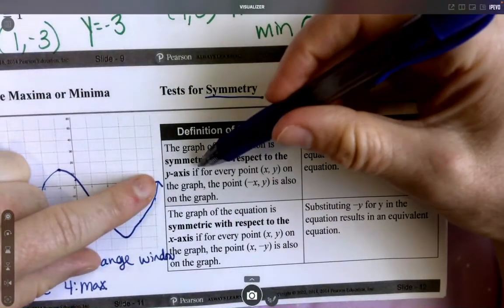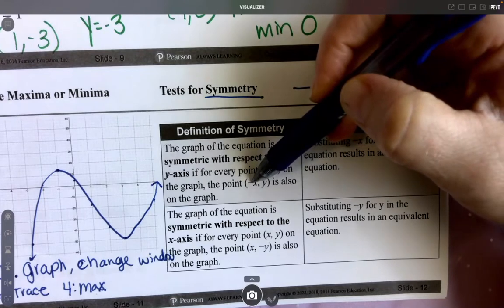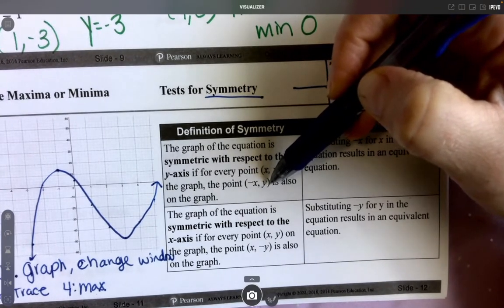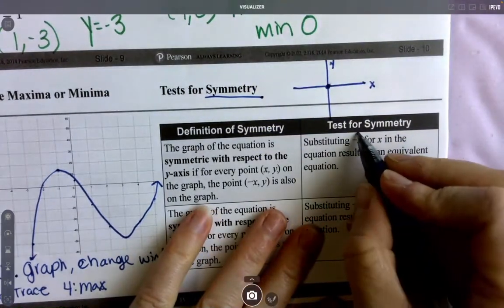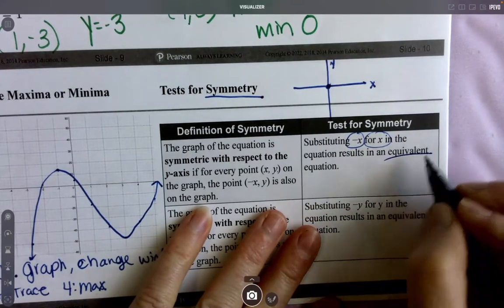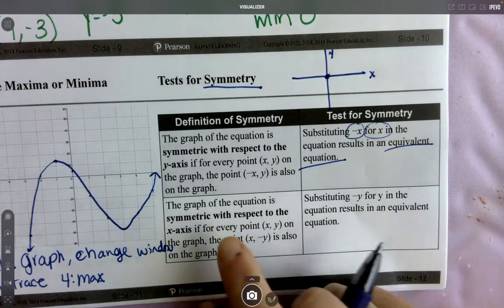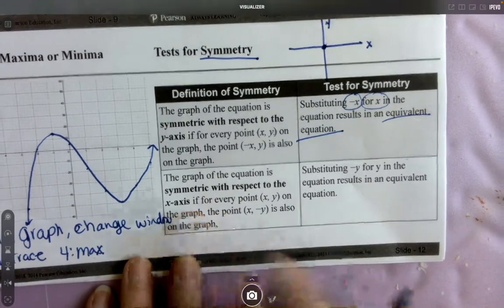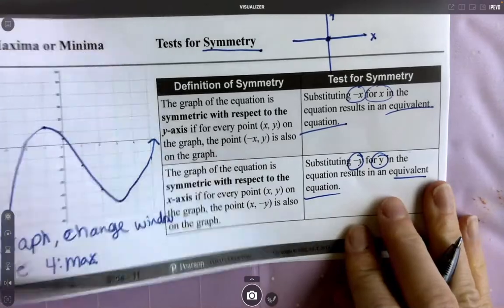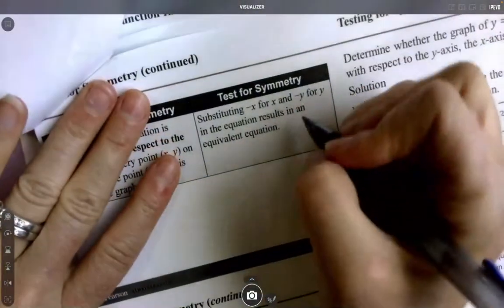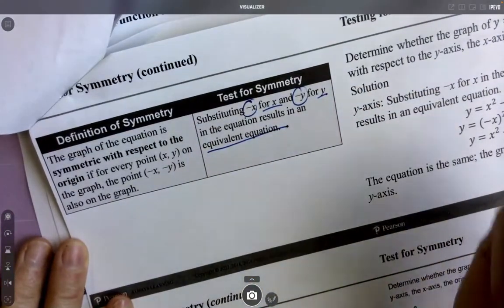So if it's symmetrical with respect to the y-axis, then if you have x, y, the point negative x, y is the same as x, y. So substitute in negative x for x, and you should get an equivalent equation. This is about the y-axis. This one is symmetric about the x-axis. If you substitute negative y for y, and you get an equivalent equation. The origin, if you substitute both, negative x for x, negative y for y, and you get the same equation. So you have 3 different tests.